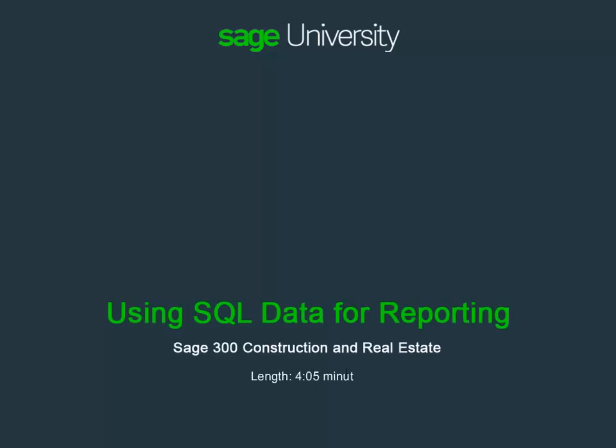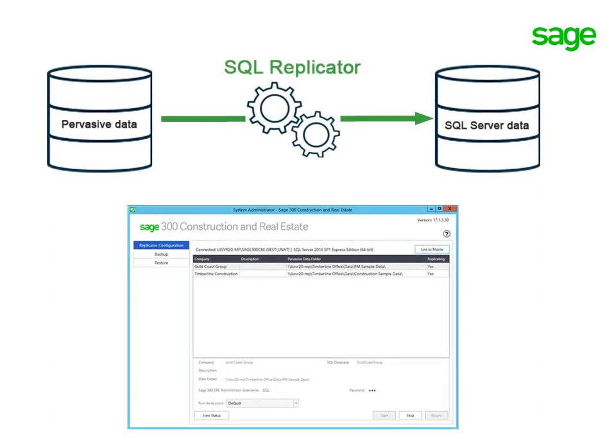Let's find out how to use your SQL data for reporting. In order to use the reporting feature we're about to show you, you must first use the SQL Replicator tool to copy your data from the Pervasive data management system into a Microsoft SQL Server database. You can learn more about the SQL Replicator from the Sage Knowledge Base.